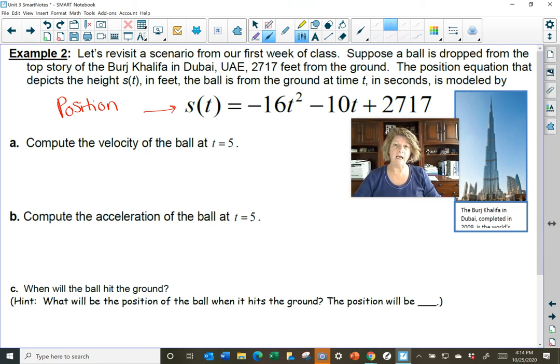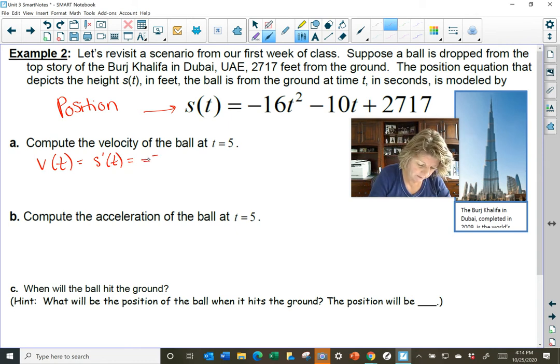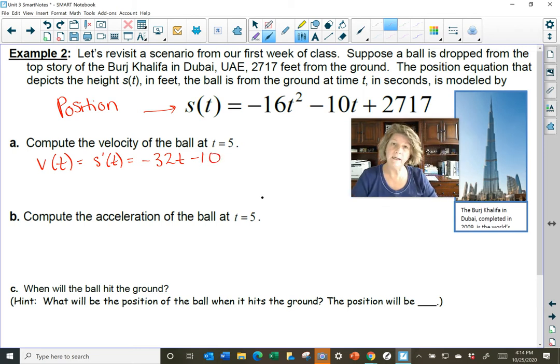Compute the velocity of the ball at time 5. Well, velocity is a rate of change of position, right? So velocity, v of t, equals s prime of t. I'm just showing my knowledge there that I need to take a derivative of s of t. That'll give me negative 32t minus 10. Ooh, that got really nice and simple, didn't it? Let's evaluate it at 5.